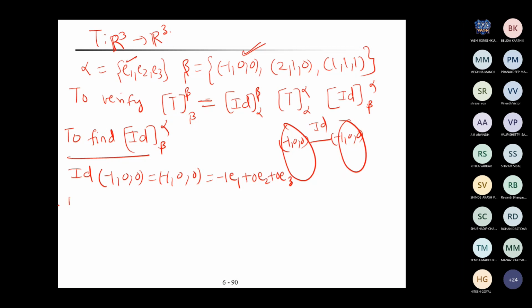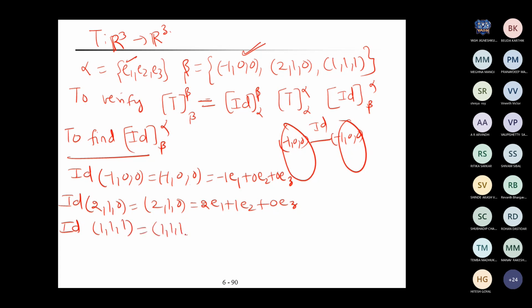Okay, then ID of (2, 1, 0). It is 2 times E1 plus 1 times E2 plus 0 times E3. ID of (1, 1, 1) is 1 times E1 plus 1 times E2 plus 1 times E3. Right? So it is easy now.